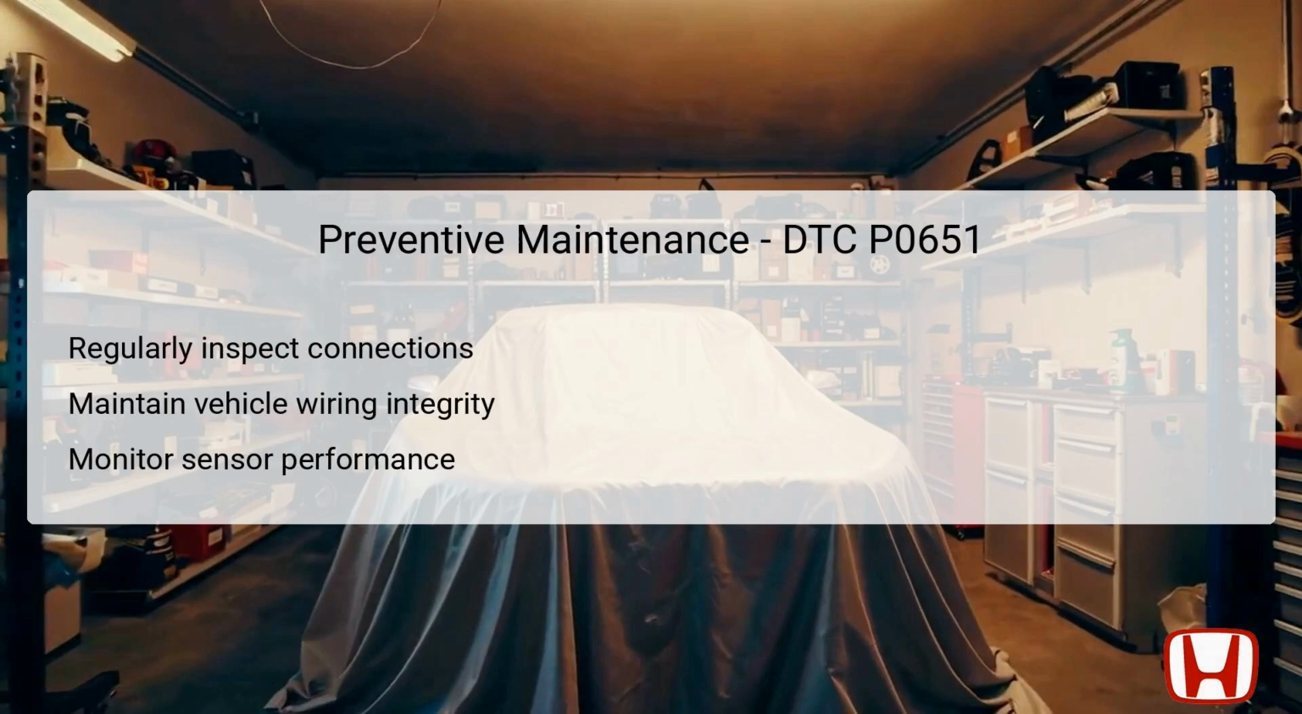To prevent future occurrences of DTC P0651, engaging in regular preventive maintenance is vital. Technicians should routinely inspect vehicle connections and wiring harnesses for signs of wear, corrosion, or loose terminals. Ensuring that these electrical components are in optimal condition can significantly reduce the likelihood of voltage reference issues arising.